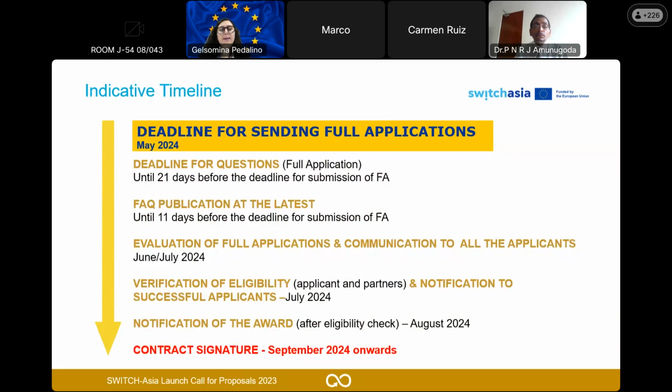And the deadline for sending the full application will be, I don't see the deadline here. Sorry, in May 2024. The evaluation will take place ideally in June and July, and the notification and the signature of the contract ideally in September 2024.